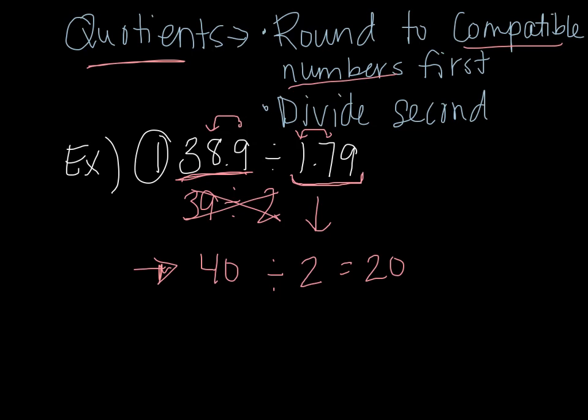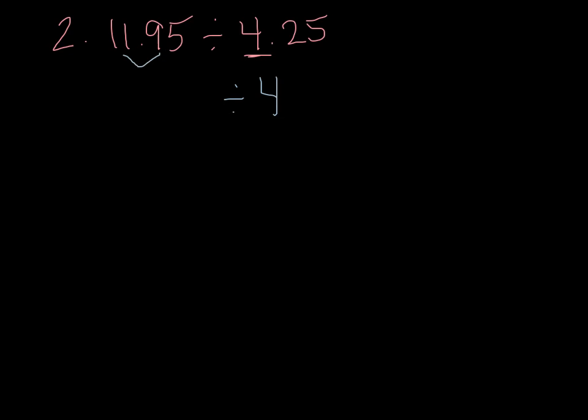Let's try another example. Our second example is 11 and 95/100 divided by 4 and 25/100. Okay, so right now I'd probably round this one down to a 4. And then I'm thinking, what number is really close to 11 and 95/100 that would easily divide by 4? Let's count up. 4, 8, 12. Whoop, there we go. 12 is very close to 11 and 95/100, so we're going to use 12.